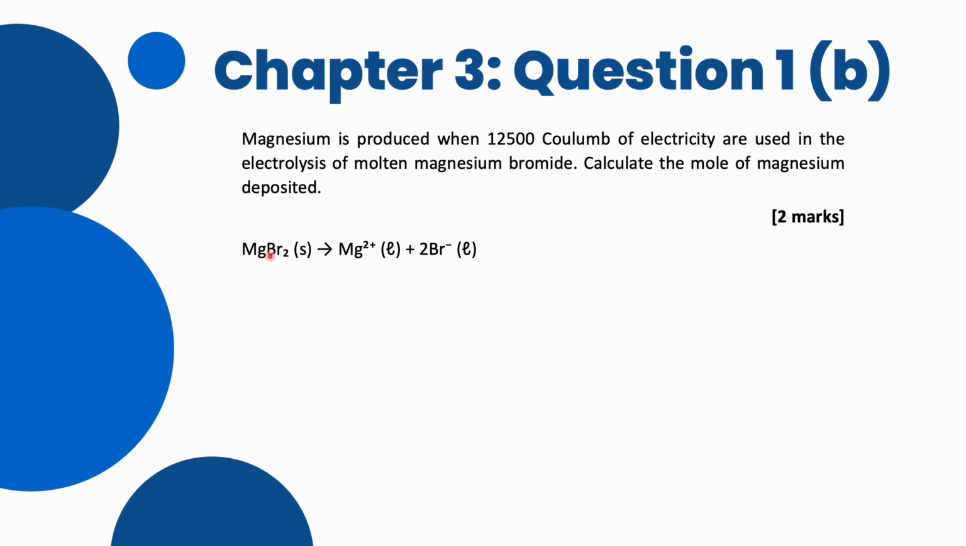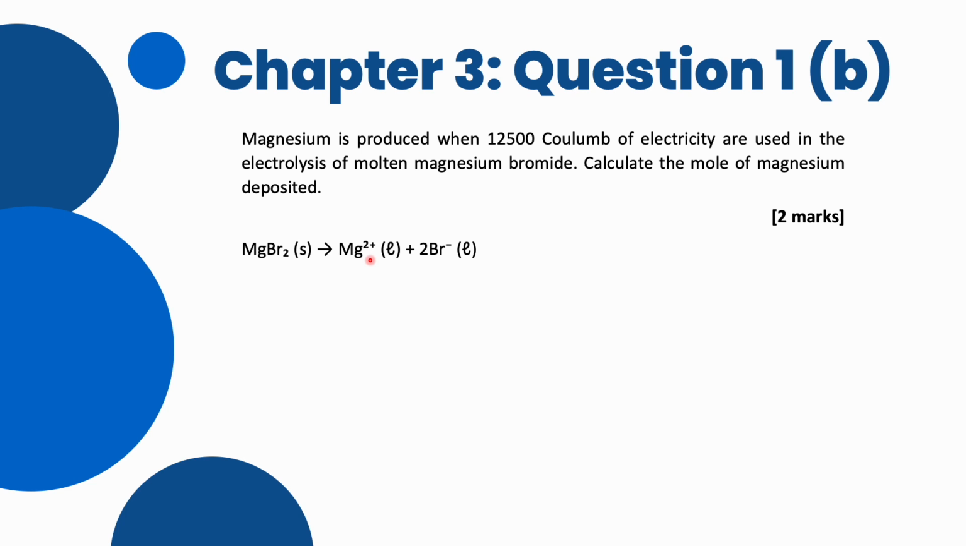Okay, so here is MgBr2 because Mg is 2+ and Br is minus, so it will become MgBr2. And make sure the equation is balanced as well. Okay, so this is the cation and the anion produced. But in this case, the question specifically wants to know the mole of magnesium deposited. So the magnesium, which is our cation, the reaction occurs at the cathode. So at the cathode, reduction occurs where it will gain electrons.